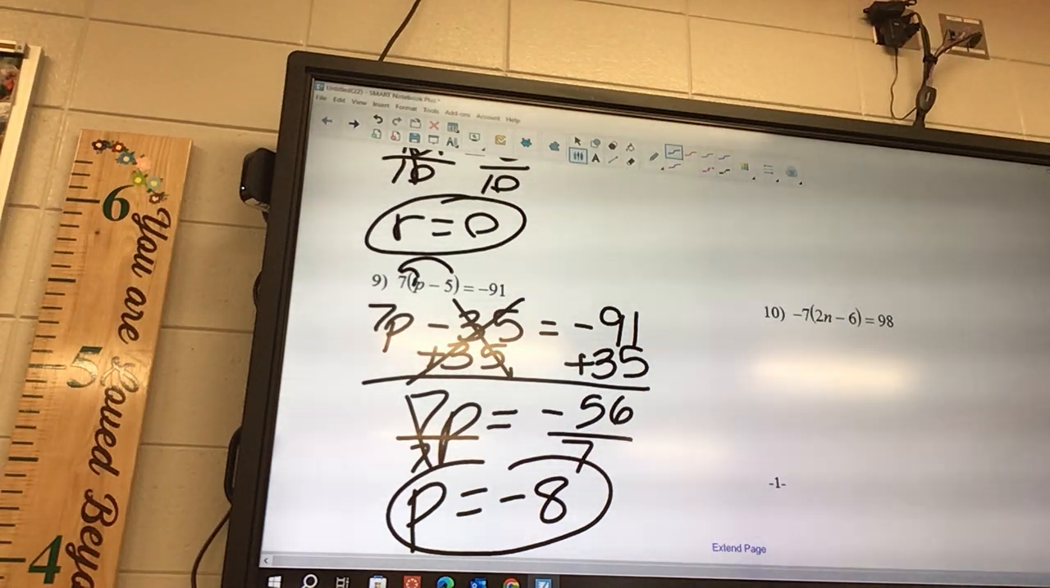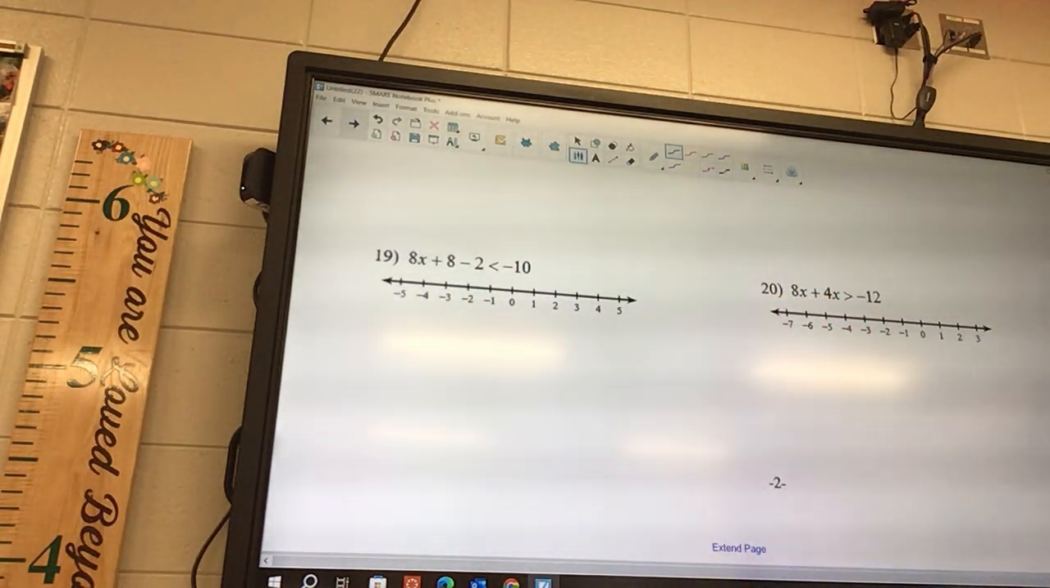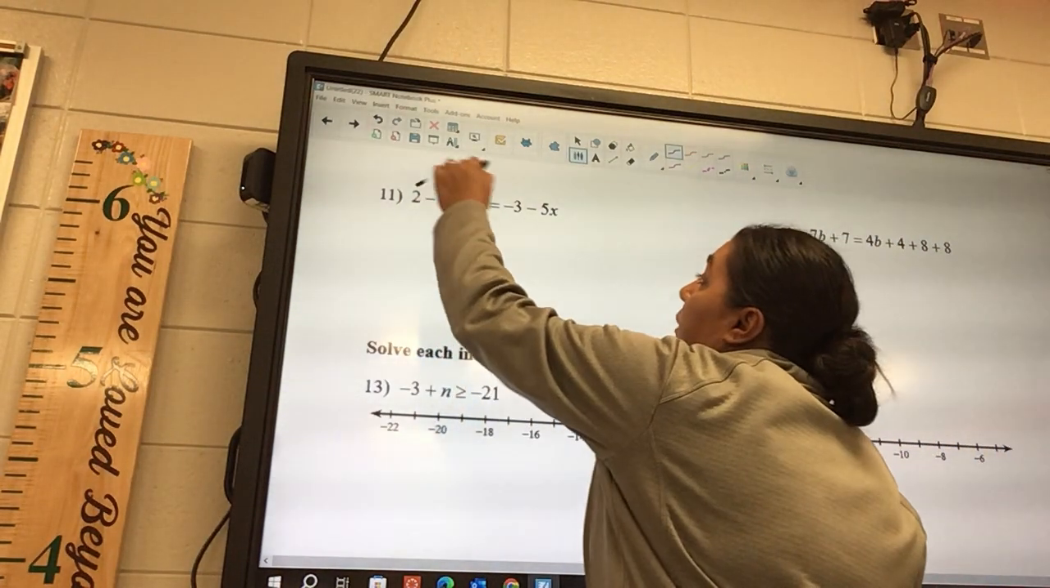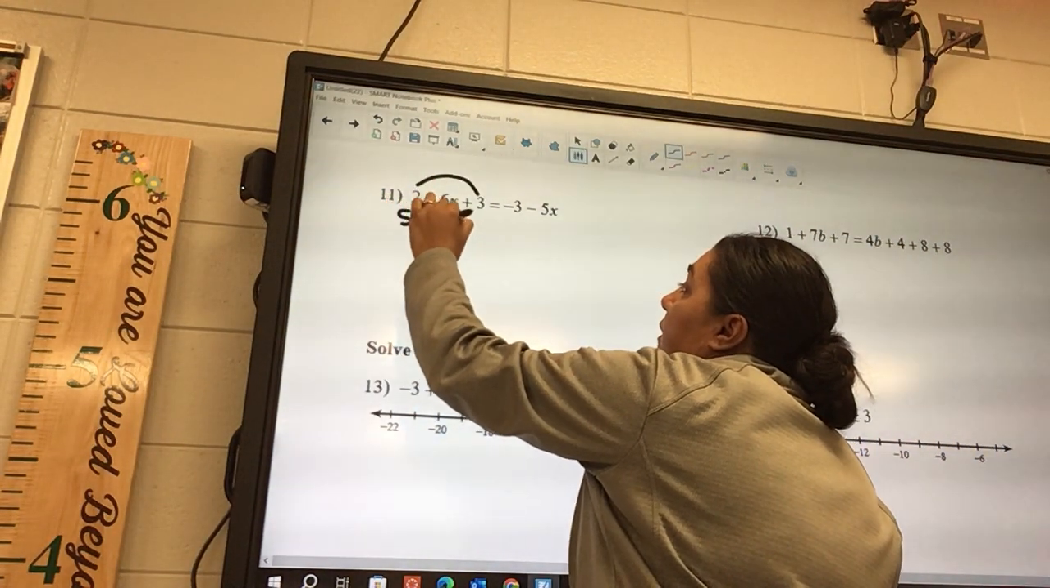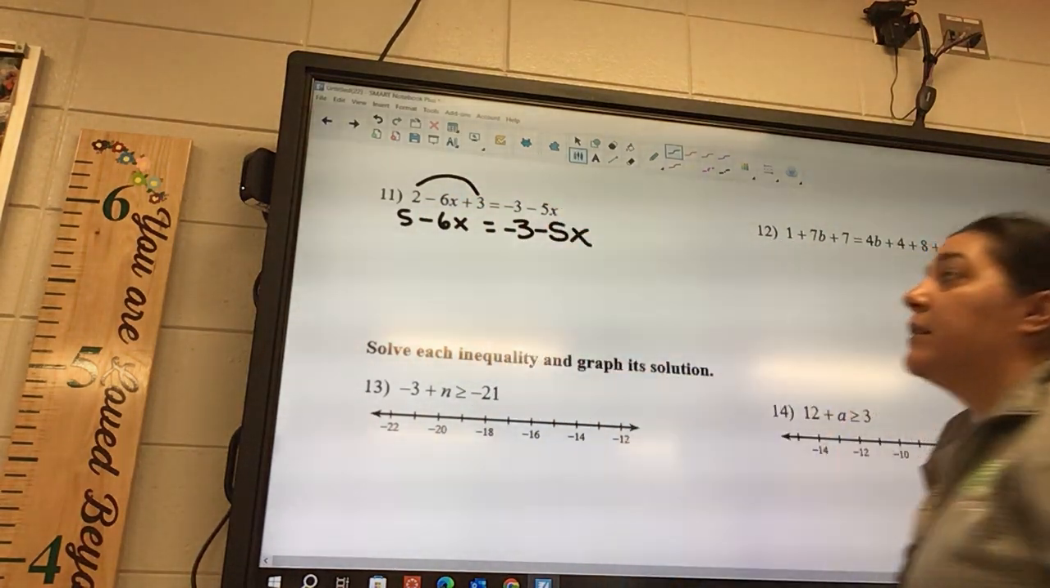Okay, number 11. What needs done first? We're going to combine first. So 2 and a 3 is going to give me a 5 minus 6x equals negative 3 minus 5x.